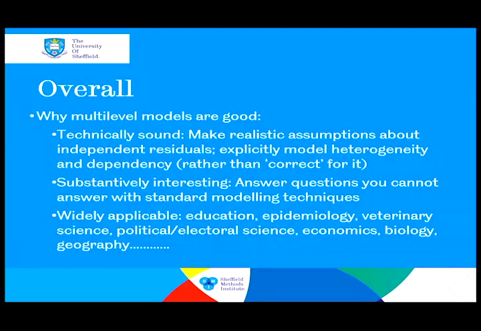So overall, what these models are doing are kind of two things, right? Firstly, they're technically better, right? Those assumptions that you made in your single level model, you now don't have to make such strong assumptions, which is good. But more importantly for me, they allow me to answer more interesting questions. Okay? They allow me to understand questions about difference, questions about heterogeneity, about why there is spread, why there is difference in one group of people but not another. And these are widely applicable to a range of different questions and subjects.